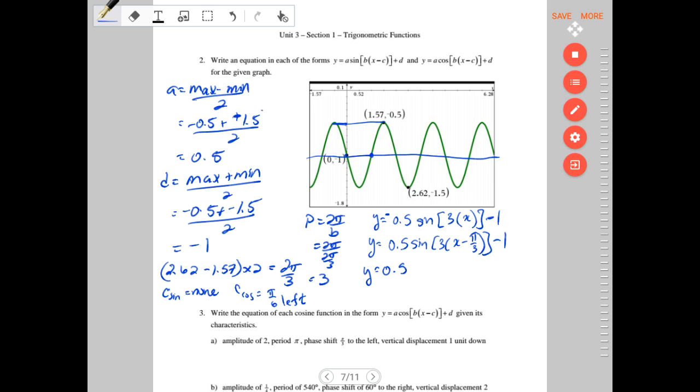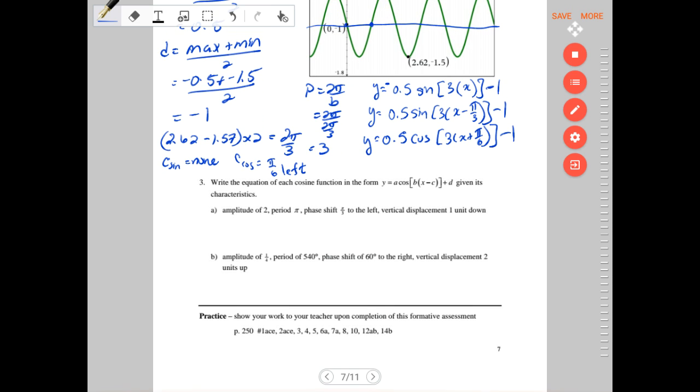In terms of cosine, same a's and b's and d values. The only thing here that's going to change is our c. Okay, so that's cos of 3 times x plus pi over 6, because we're going to the left, it's backwards, minus 1. Okay, how can you check this work? Well, you can feel free to take out your graphing calculator and graph all 3 of those functions and see if they go through the points indicated on this graph.